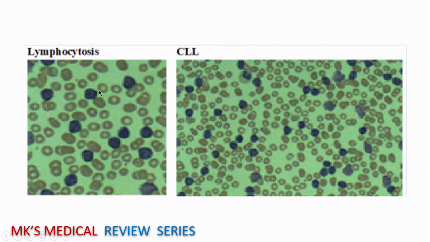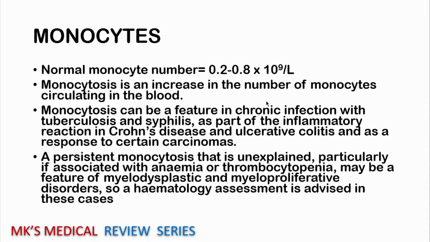Here is a picture showing lymphocytosis. So all these blue things are lymphocytes, and this is a picture of a patient that had chronic lymphocytic leukemia. So moving on to the monocytes, remember that the normal monocyte count is between 0.2 to 0.8. Monocytosis is an increase in the number of monocytes in the circulating blood.